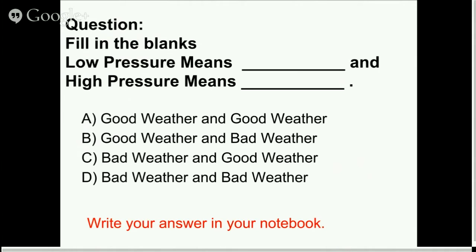Fill in the blanks. Low pressure means what? And high pressure means what? Go ahead and pause it. Correct answer is C. Low pressure means bad weather. High pressure means good weather.